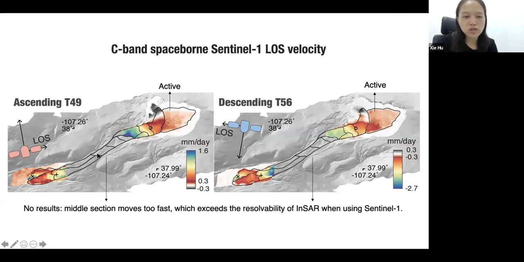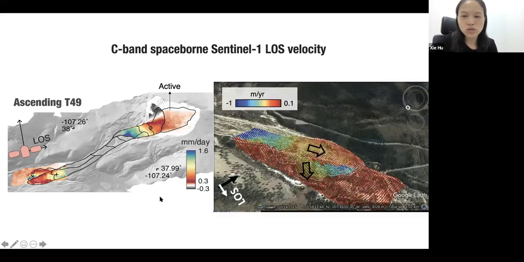Well, the middle part moves too fast, and it exceeds the resolvability of InSAR when using Sentinel-1, so we don't have results here. As for the toe area, we can see distinct colors. This is because the northern tip of the toe occurred on a local inclined slope. So when we project it into the line of sight, they show different magnitudes.